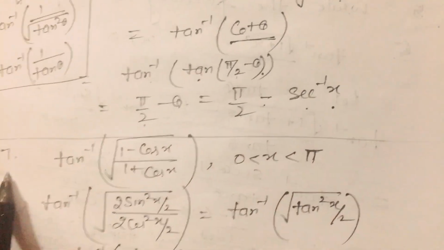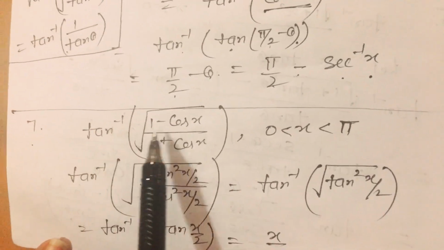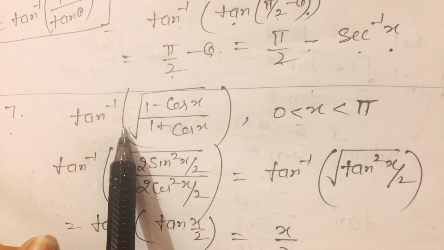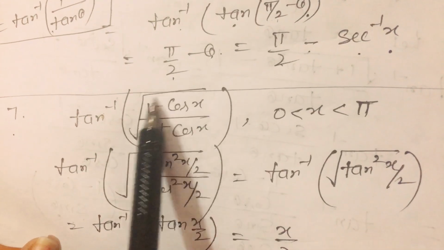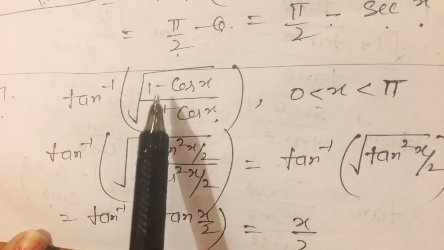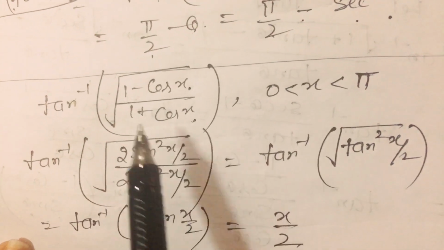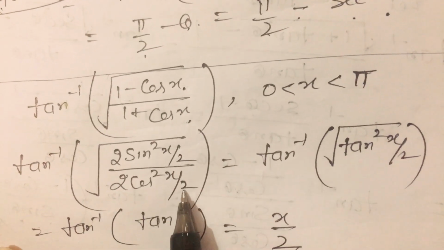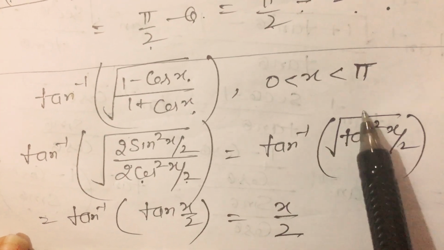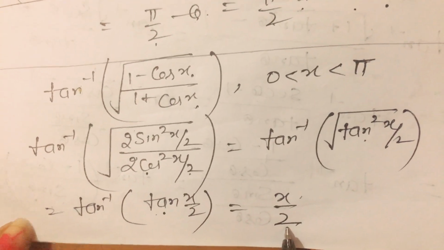Now come to the seventh question. Also we have to write in simplest form. It means we have to solve this. It is tan inverse root of 1 minus cos upon 1 plus cos. And we know that 1 minus cos 2x is 2 sin square x, and 1 plus cos 2x is 2 cos square x. So 1 minus cos x we will write as 2 sin square x by 2, and 1 plus cos x is 2 cos square x by 2. 2 cancels with 2. Sin square upon cos square is tan square, and the square root of tan square is tan. So tan inverse cancels with tan, so the answer is x by 2.